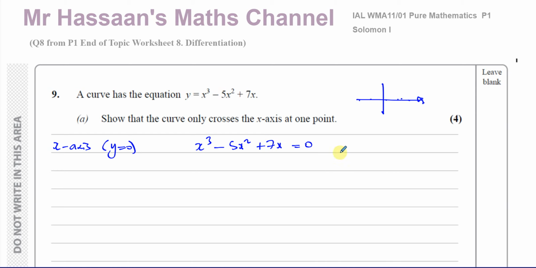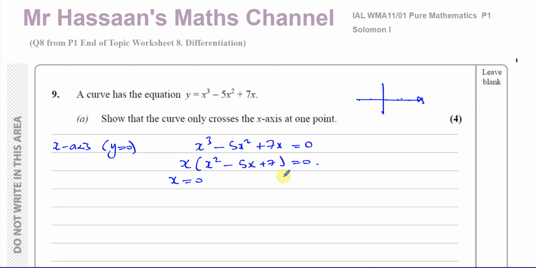So finding the places where something crosses the x-axis is found by taking y as 0. So now we can factorize this by taking out a common factor of x. So you have x times (x squared minus 5x plus 7) equals 0. So we have x equals 0. So we see it crosses the x-axis at one point, x equals 0.